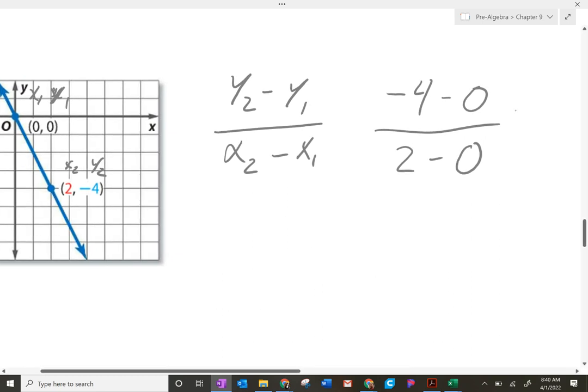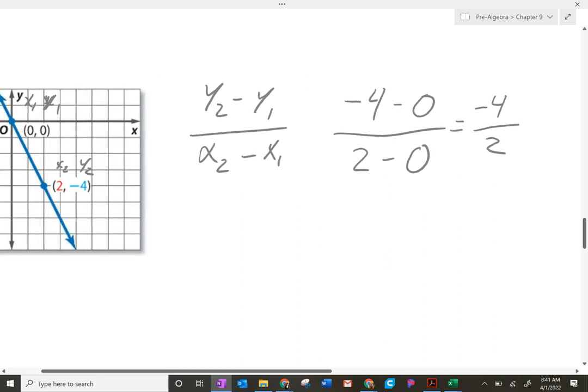Negative 4 minus 0 is negative 4. 2 minus 0 is 2. Okay, I don't have to worry about negative signs on the top and the bottom, so that part's done. But I do need to simplify this. I need it into the smallest fraction I can get.